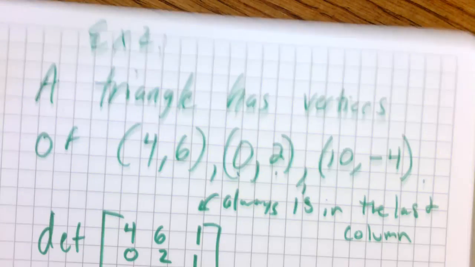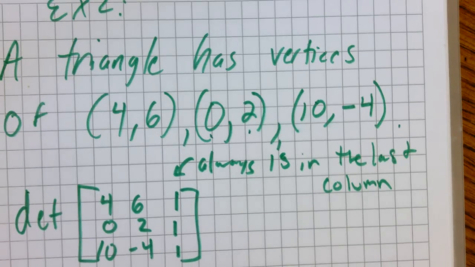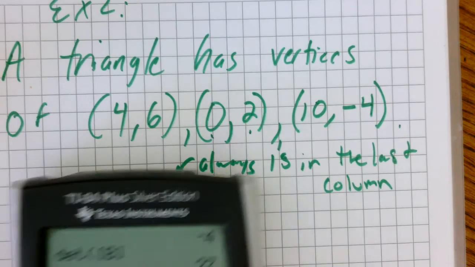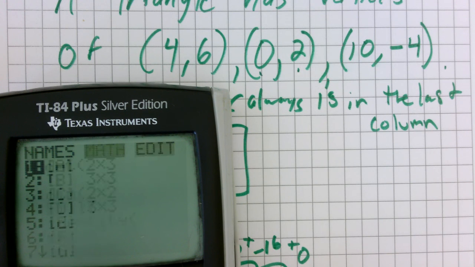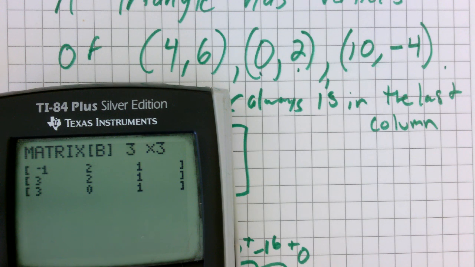Now the next one, I'll show you on the calculator as well. There's only one example on this, but I know I'm going over this in detail. So, calculator, those are the coordinates. Second matrix, I'm going to edit matrix B, 3 by 3 again: 4, 6, 1, 0, 2, 1, 0, -4, 1.